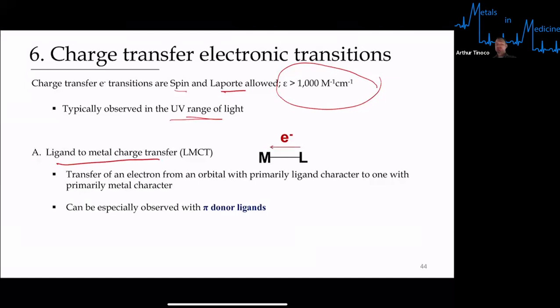And you will commonly see in the literature as LMCT. Okay, when you see that, that's referring to these types of transitions, where you are looking at electrons getting excited from the ligand into the metal.